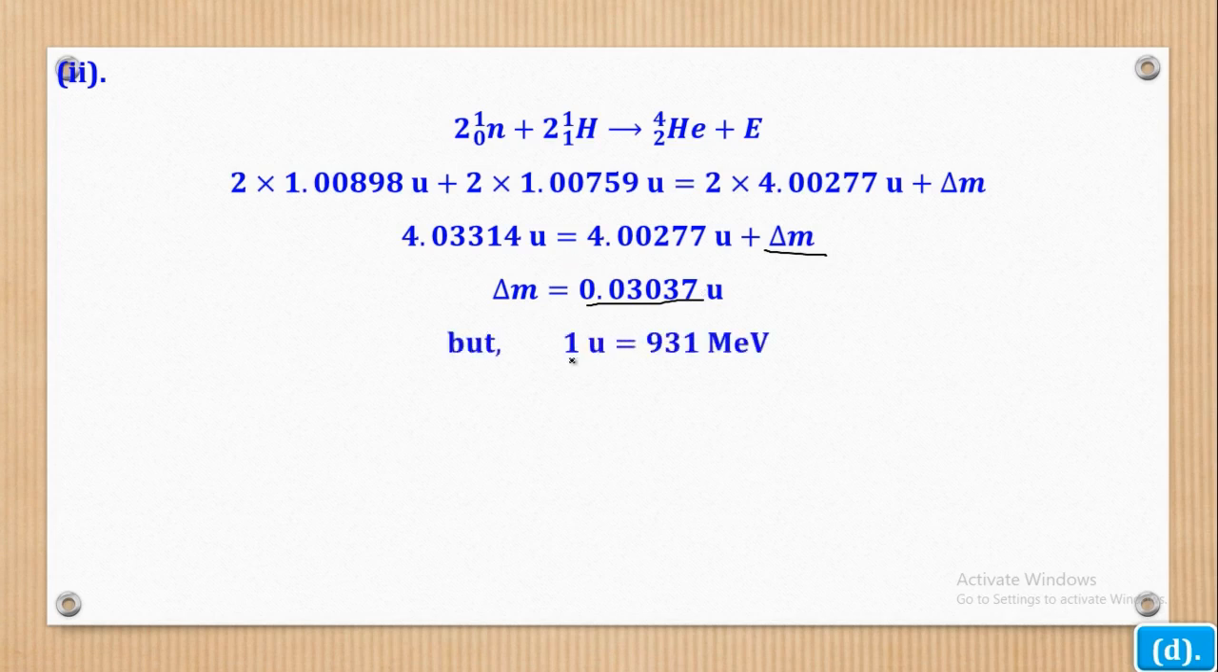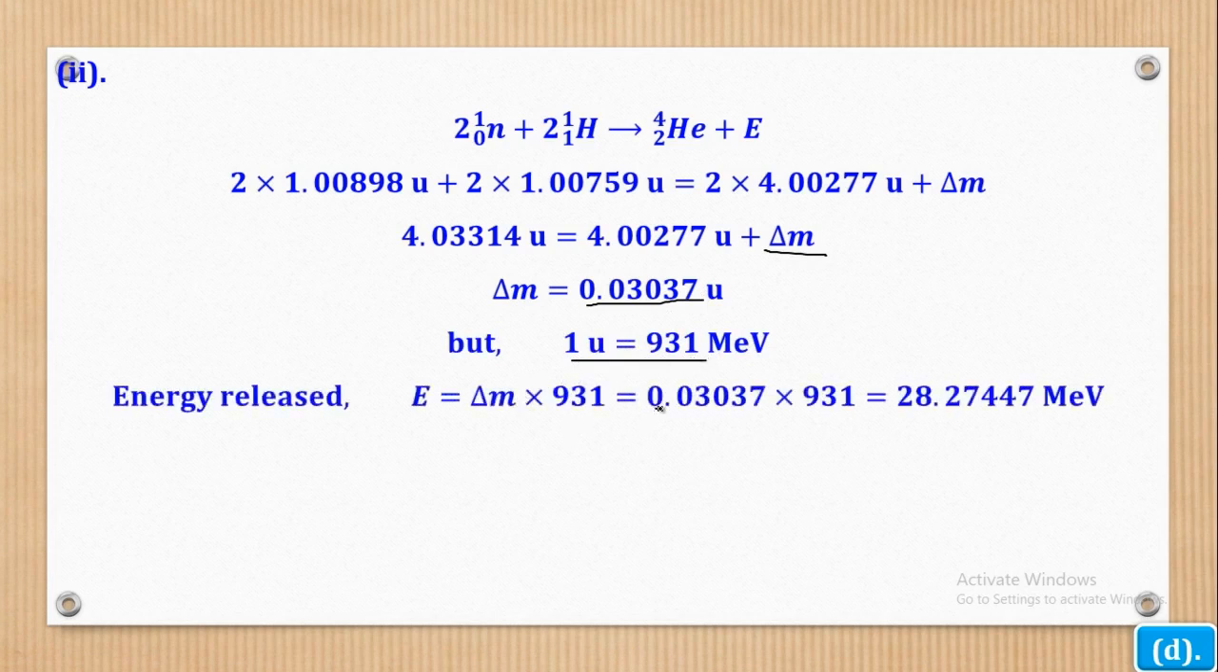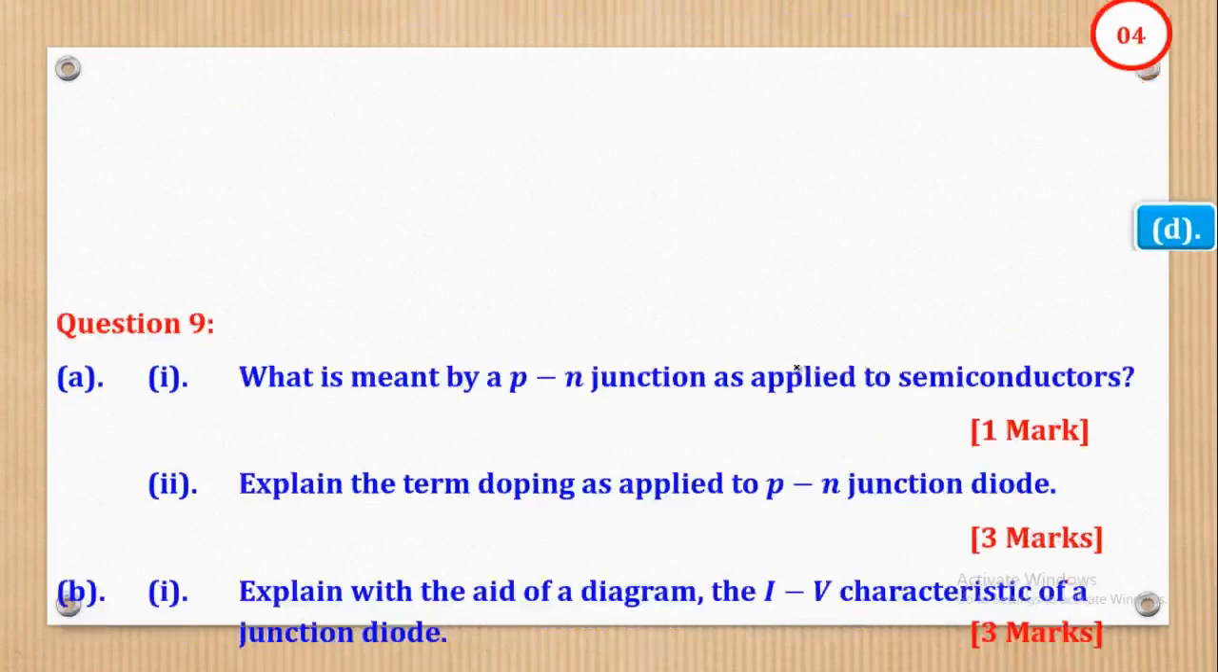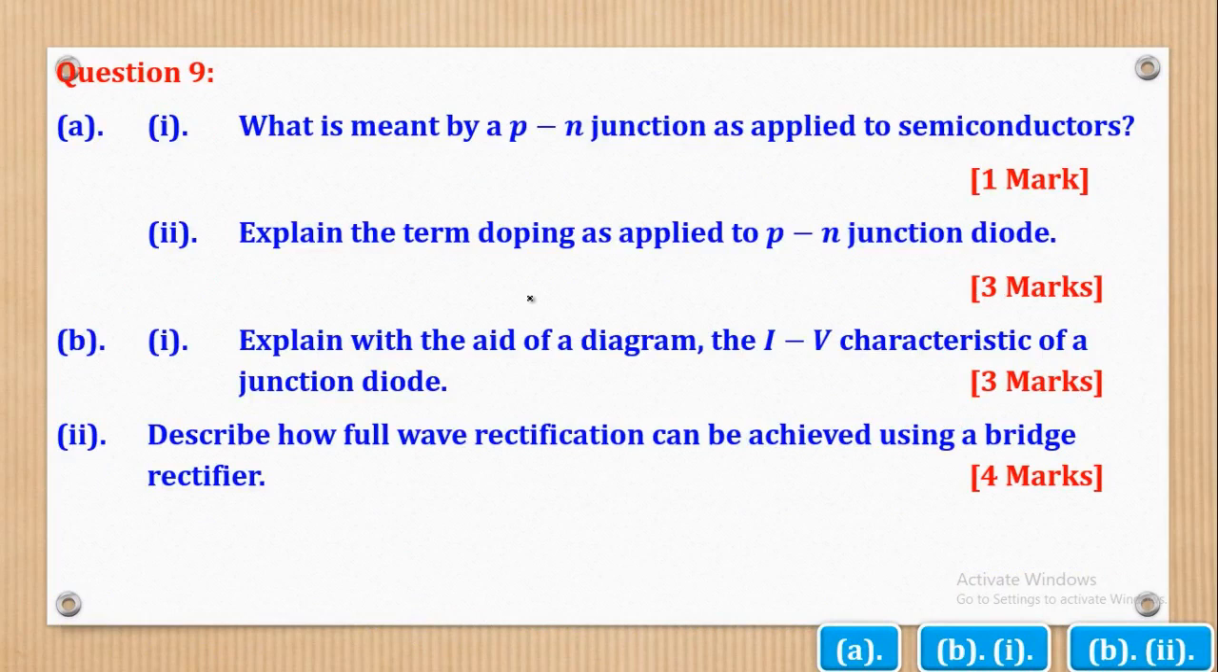But we know that 1 U is equal to 931 mega electron volt. Therefore, energy released will be equal to this times this, which gives you 28.27447 mega electron volt. So that is how marks would be awarded. So that was question 8. Now we shall go to question 9. Question 9a, Roman 1 says, what is meant by p-n junction as applied to semiconductors?